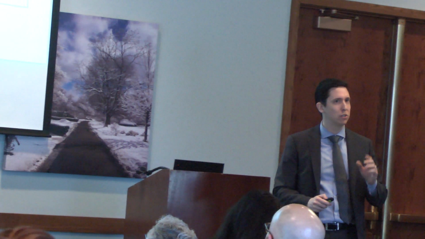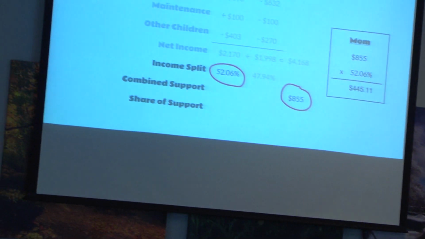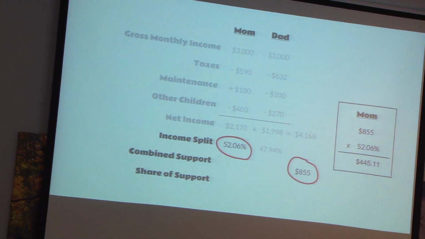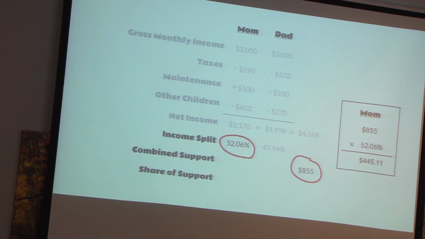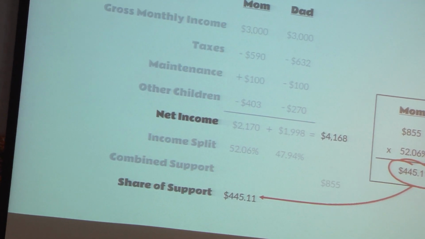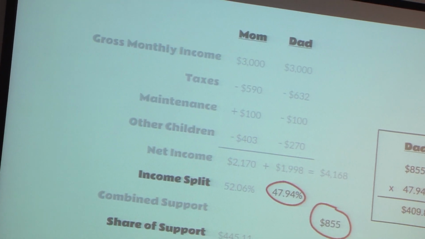We do mom's, even though she's technically not ordered to make a payment, but we do this, I think, more for a negotiating tactic. So we can tell dad, hey, mom's paying her share too. So in this scenario, she's paying 52% of the combined support amount. So that's $445.11. And I guarantee she's spending more than that on a monthly basis to support the child. And we're going to do the same thing for dad.